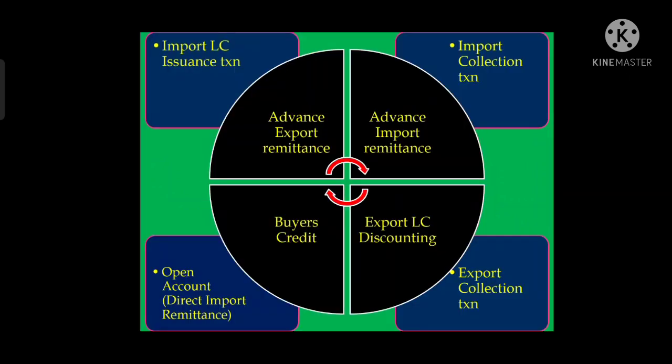This type of merchanting trade transaction can be in the form of these 8 products. It can be in the form of import LC issuance, open account payments, import collection transaction, export collection transaction, advance against export, advance against import, buyer's credit, and in the end it can also be in the form of export LC discounting. Means merchanting trade can happen in all 8 transaction types.